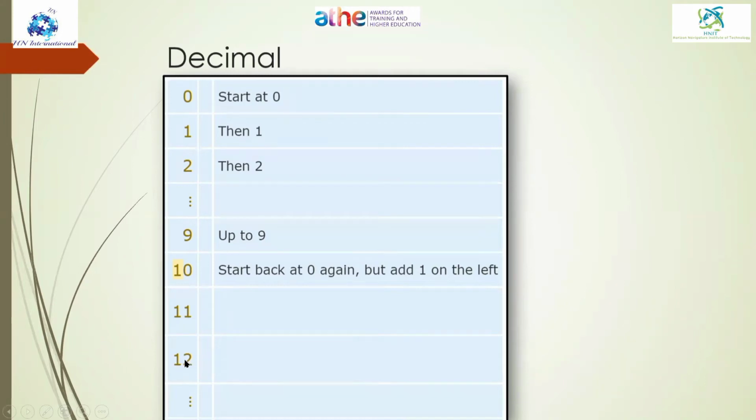Now, if we reach 19, what will it become? 20. The series starts over and 1 gets added to the left side. Okay, so 1 is already present, so it will become 20.